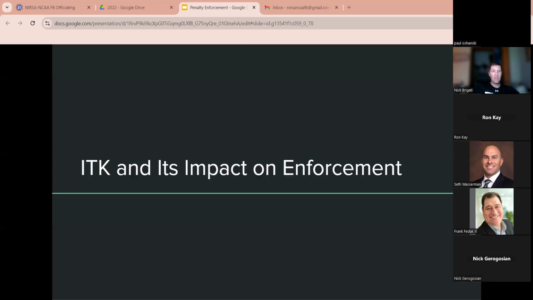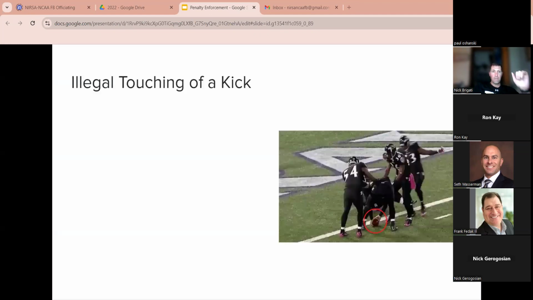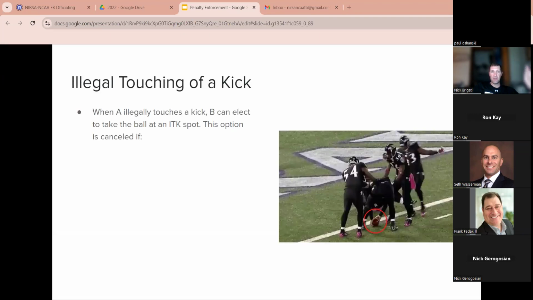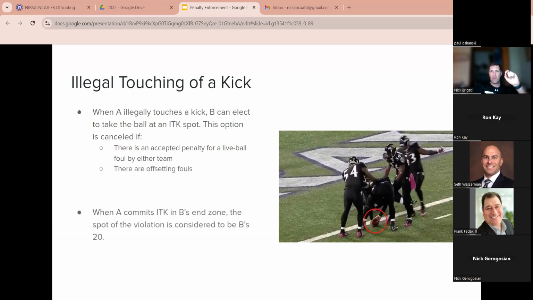Thank you. So let's shift gears a little bit here and start talking about illegal touching of the kick and its impact on enforcement. If A illegally touches a kick, B can elect to take the ball at an illegal touching spot. However, we cancel this option if there's an accepted penalty for a live ball foul by either team. If there are offsetting fouls, in either of those situations we would cancel illegal touching. If A commits an illegal touching violation in B's end zone, we consider the spot of that violation to be B's 20-yard line.